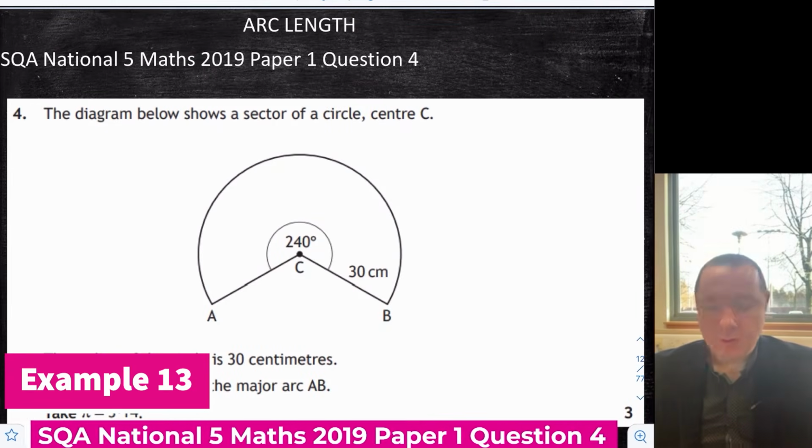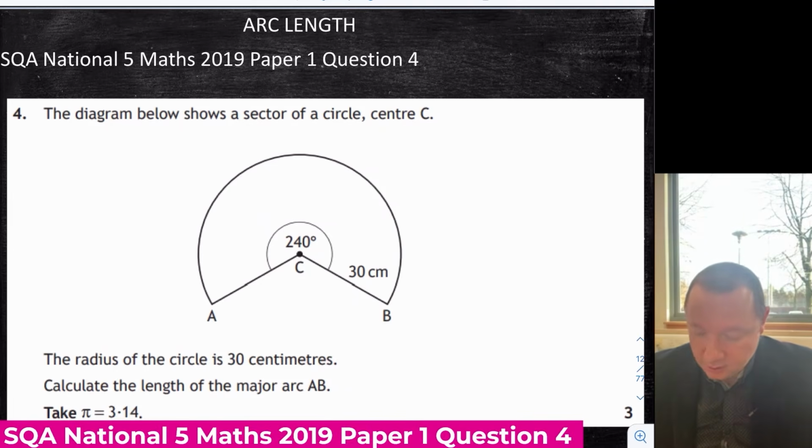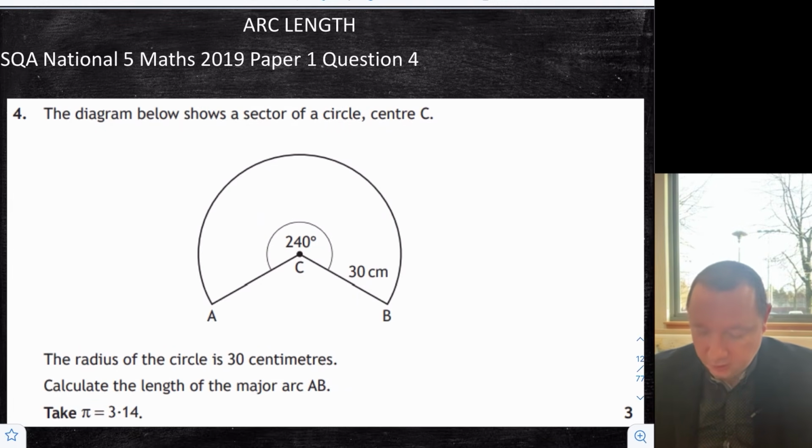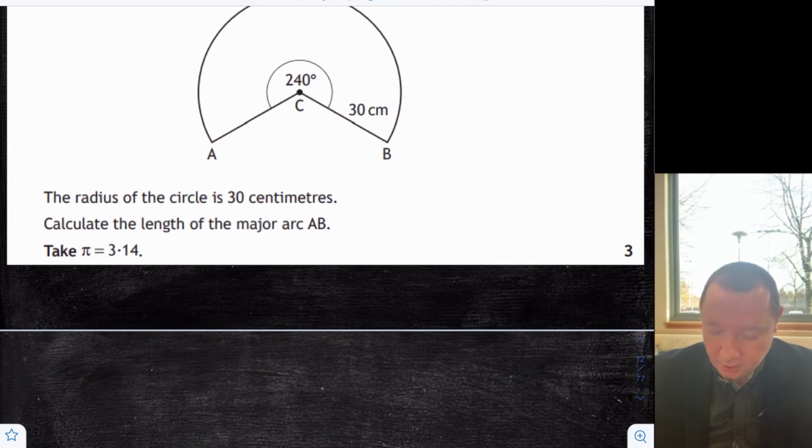Next grade National 5 Maths 2019, Paper 1, Question 4 had this arc length question. It says the radius is 30, the angle is 240, calculate the length of the major arc. Now this is Paper 1, so it's non-calculator, so I'm going to give you some hints for this one. You still start off in the same way, don't be worried. Arc length equals angle out of 360 times pi times diameter.